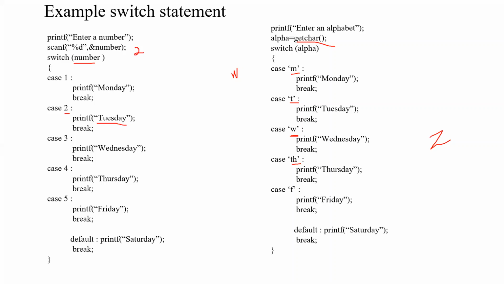So what will happen? If none of the case labels are matching, Tejaswini, listen. If none of the case labels are matching, then it will move towards the default case. Understood? So it will be printing Saturday. If I enter X, what will happen? It will be printing Saturday. Got it? So hope it is clear now.